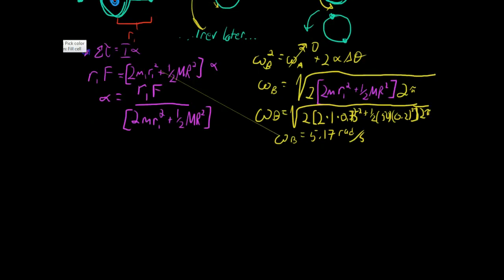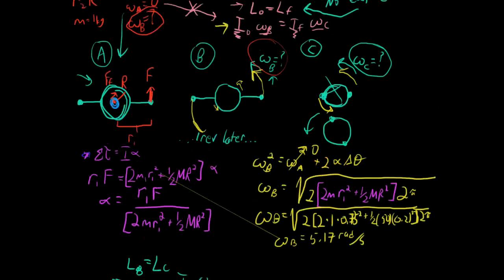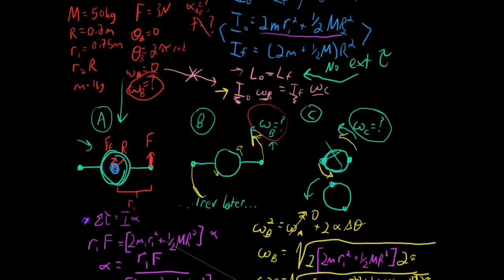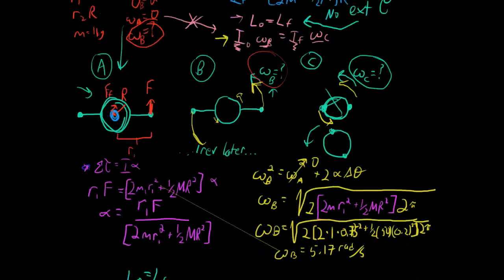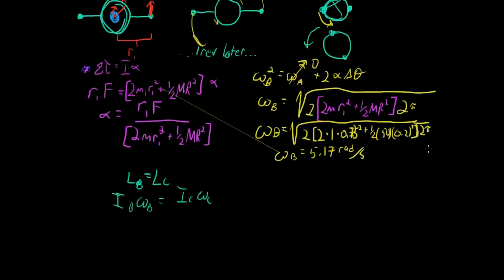So I'll start this over again a little bit, and we'll have L at B equals L at C. We'll have moment of inertia at B times omega B equals moment of inertia at C times omega C. And we know what all these things are already. We already know what our I's are in terms of the quantities that are involved. I've solved for them up here. And so then it's just a matter of putting those down.